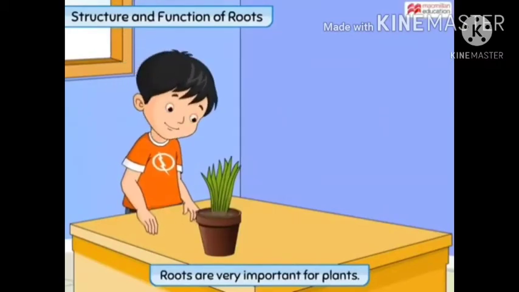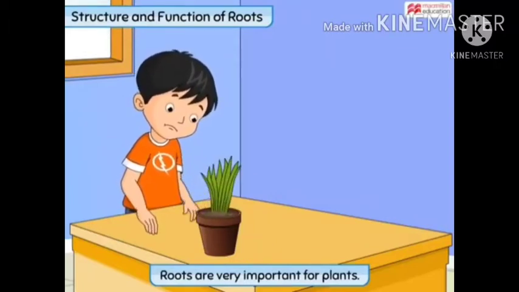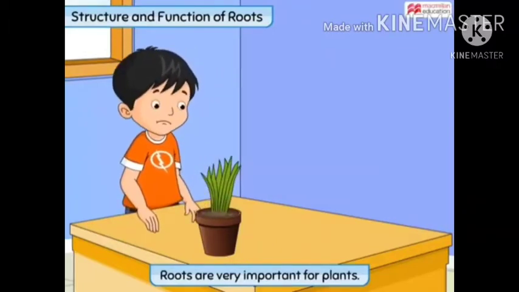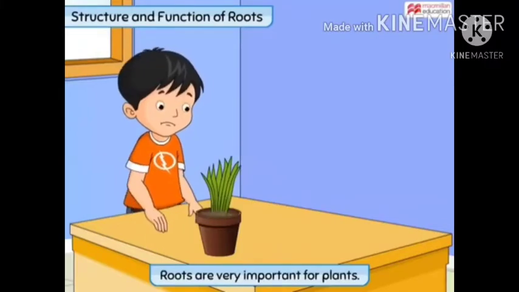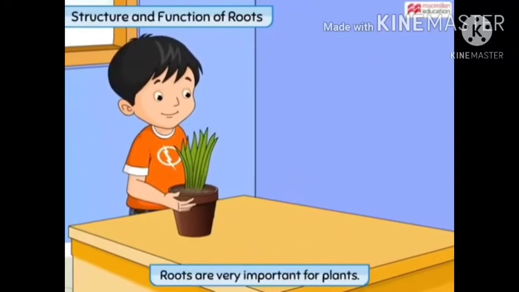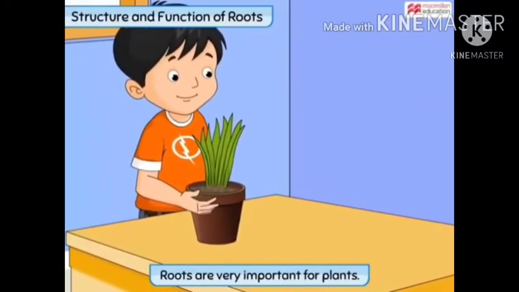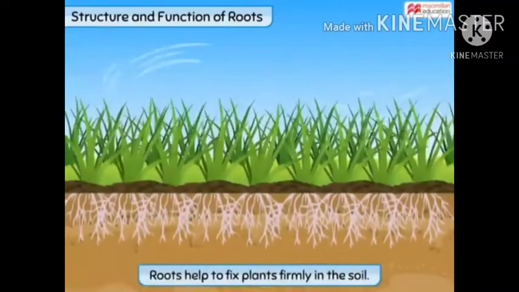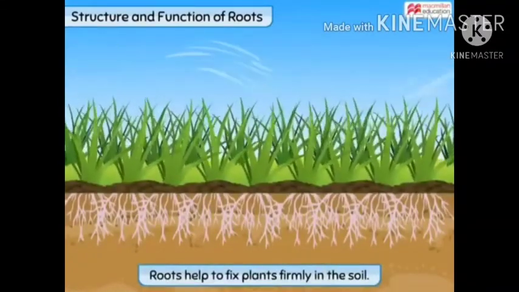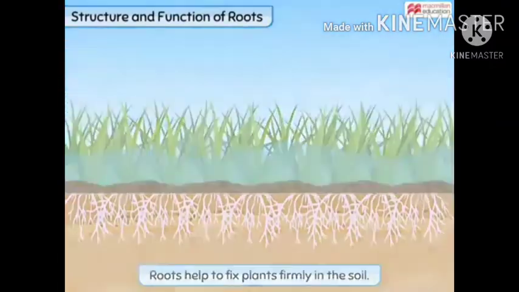Look at this boy trying to pull out a bunch of grass from the soil. He tries to pull the grass, but the plants do not come out easily, and the boy ends up lifting the pot. This shows that roots of the grass plants are holding them firmly in the soil. Thus, the roots function to prevent the plants from being uprooted by fast wind and flowing water.